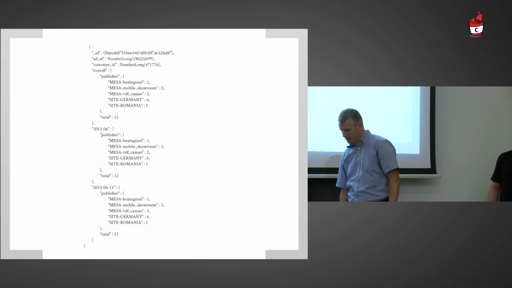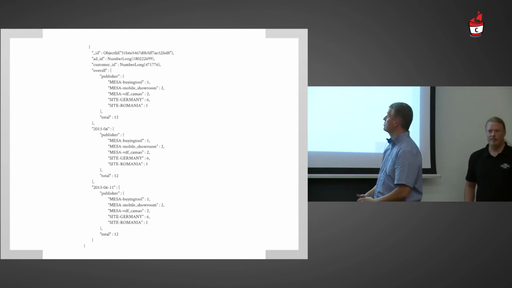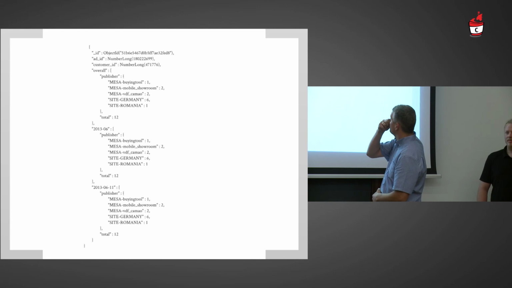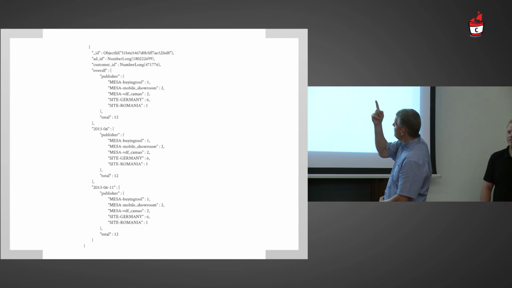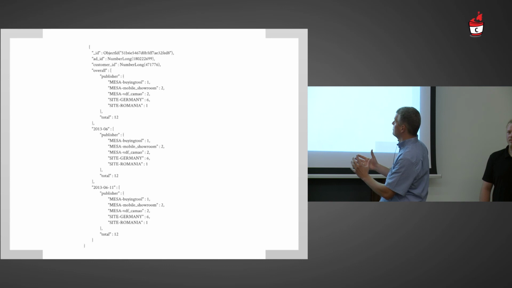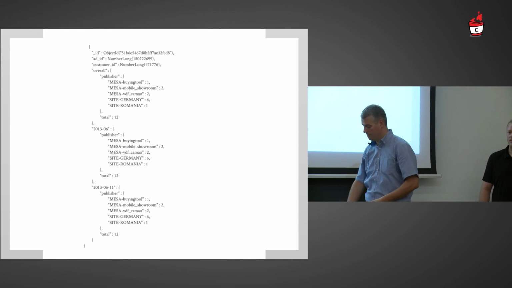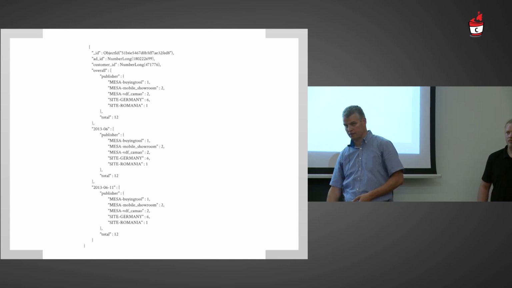The document which results from this query looks like that. I try to be pretty quick with explaining. So ad ID, customer ID is self-explaining. And then you see this subdocument overall, and this contains the subdocument publisher. And then you see basically the number of hits per publisher. Is this clear? Yeah?